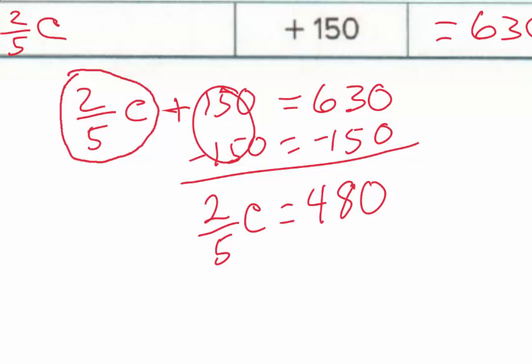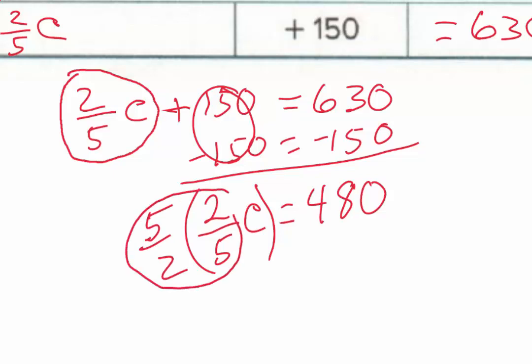So we want to undo the times 2/5. So instead of dividing by 2/5, because we can't really divide, we're going to actually multiply by the reciprocal to make it become a 1. Remember, that's the multiplicative inverse. So the multiplicative inverse of 2/5 is 5/2. And when I multiply these two things together, I get a value of 1. And 1 times C is equal to C, so I have C down at the bottom.